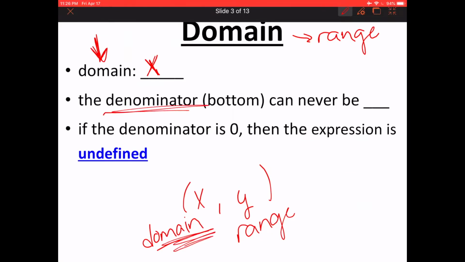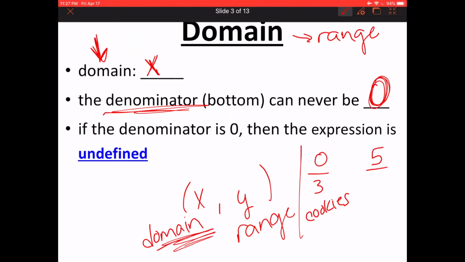Now, the denominator, or the bottom of a fraction, can never be 0. It's not allowed to be 0, right? The top is allowed, because I could give you 0 out of 3 cookies. If I have 3 cookies, I could choose to eat them all and give you 0, okay? But I cannot give you 5 out of 0 cookies. If I have 0 cookies, it's impossible for me to give you 5, okay? So the denominator of a fraction is never allowed to be 0.